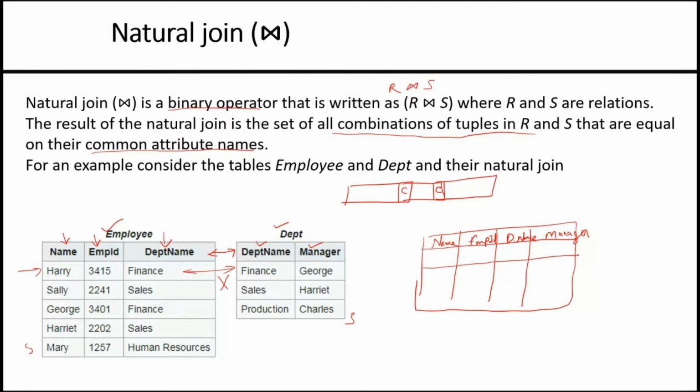So let's see how we can take a natural join. Now we are not taking a cross product, we are just taking a natural join. So Harry 3415, finance equal to finance, they are matching. So first row, obviously Harry will come, and then 3415, and then finance, and manager is what? George.